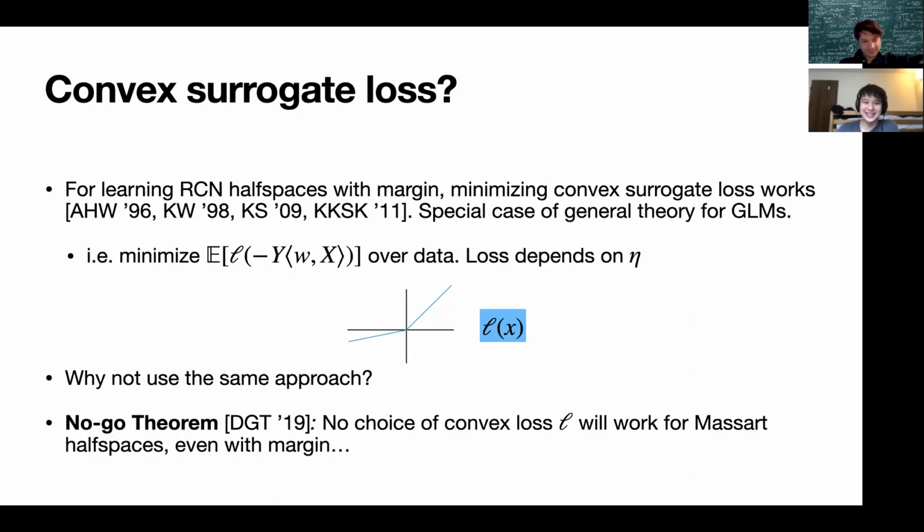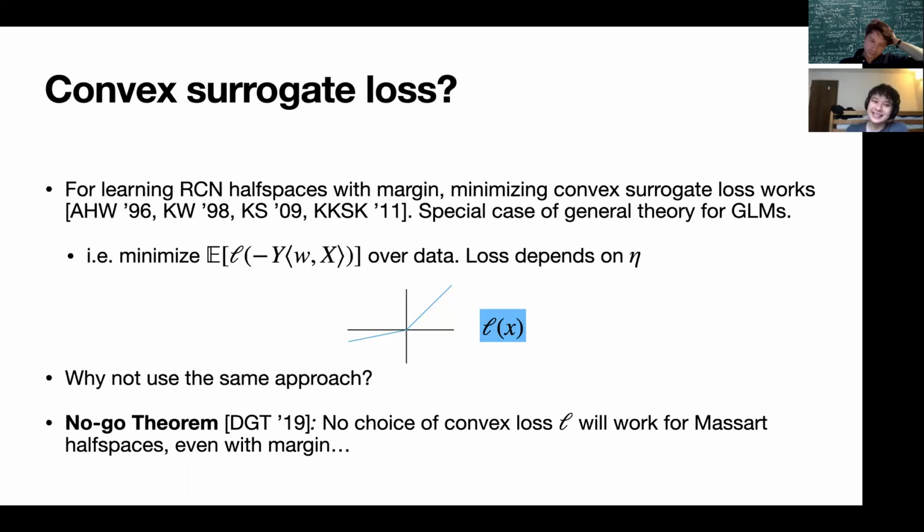A nice theorem proved in this GGT paper is that not only does that not work, there's just no way that this is going to work. It's not just that you can try a different convex loss L, and maybe that one in particular is not good. If I change hinge loss in a different way or use logistic loss, none of those are going to work, in the sense that they're not going to get anywhere near error eta plus epsilon.